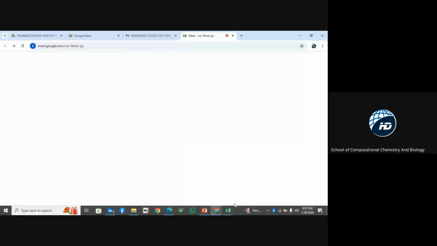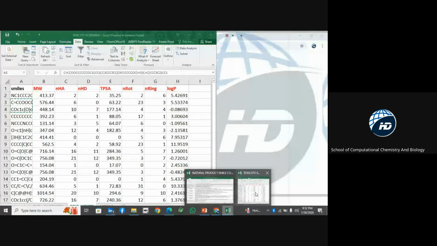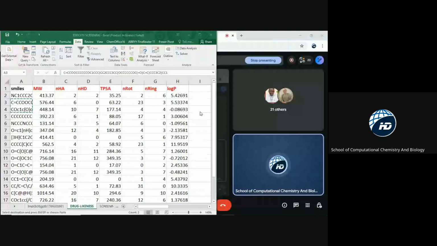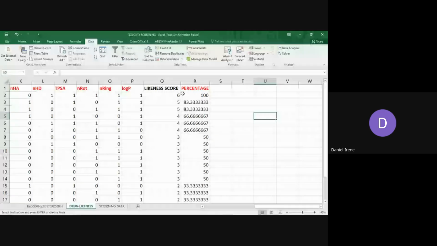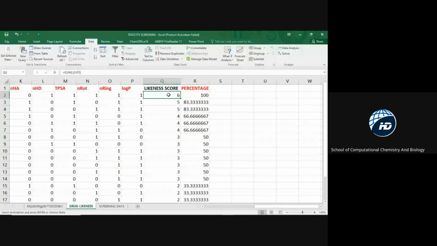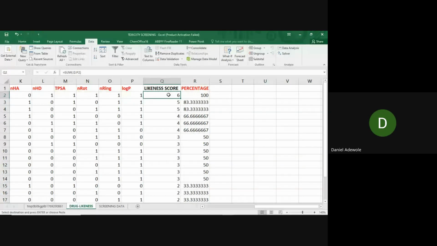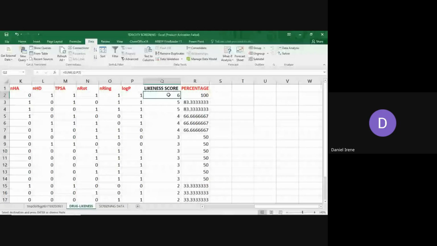Somebody asked about that percentage. Somebody asked me about the percentage. It's under drug-likeness, let's go. Can the person repeat the question, please? The function for the percentage.